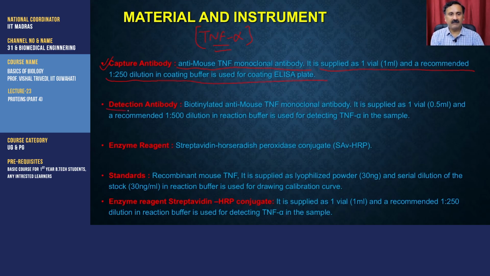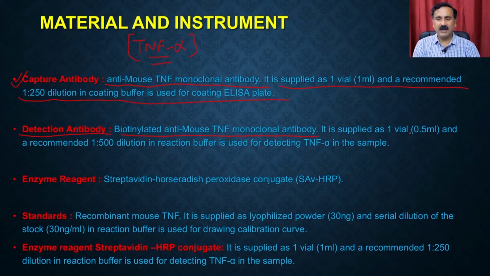Then you're going to have the detection antibody. The detection antibody is biotinylated anti-mouse TNF alpha monoclonal antibody, and that is also going to be supplied, and you have to use it at 1:500 dilution. Then you require the enzyme reagent. The enzyme reagent is the streptavidin HRP conjugate.